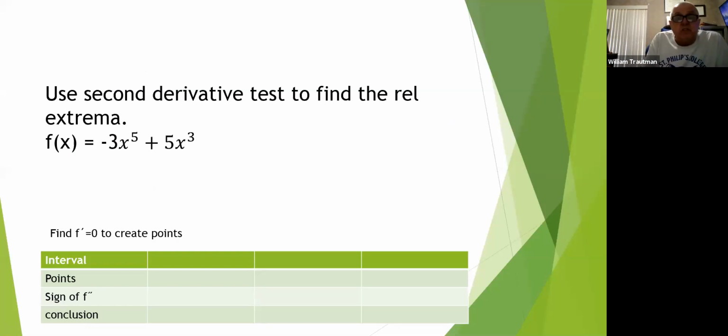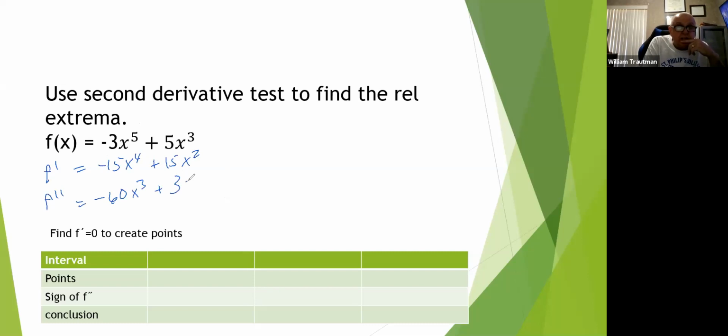Use a second derivative test to find the relative extrema. So we want to know if it's a relative minimum or a relative maximum. So we're going to do the same thing. First derivative equals negative 15x^4 plus 15x squared. That's the first derivative. The second derivative equals negative 60x^3 plus 30x.